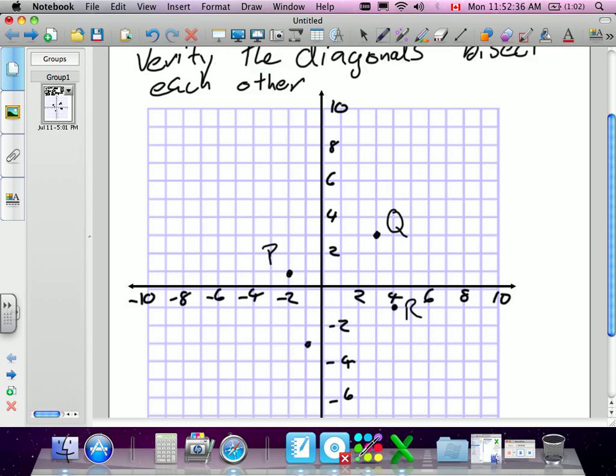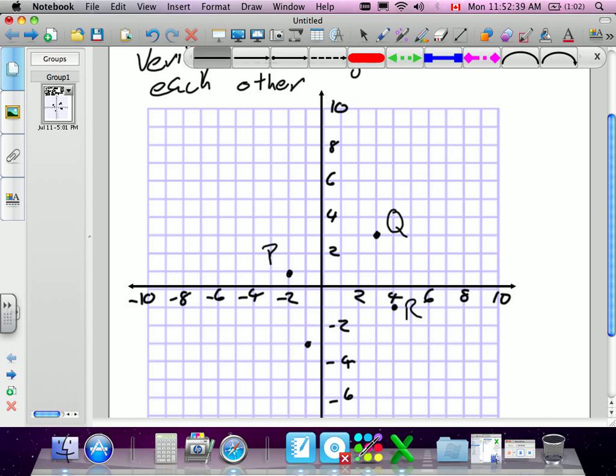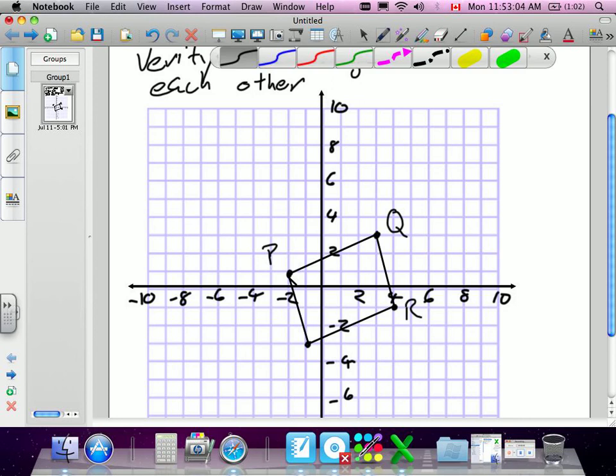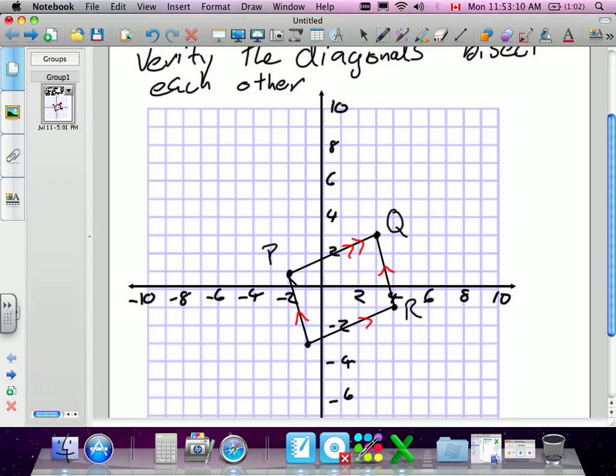So we're going to connect the dots to create a parallelogram. They haven't told us to verify the parallelogram, which I think is important to do. So the very first thing we're going to do is verify that this is a parallelogram. From our definition of a parallelogram, two opposite sides have to be what? Parallel to each other. Okay? So I'm going to have to find the slopes of all four sides to verify this is a parallelogram.